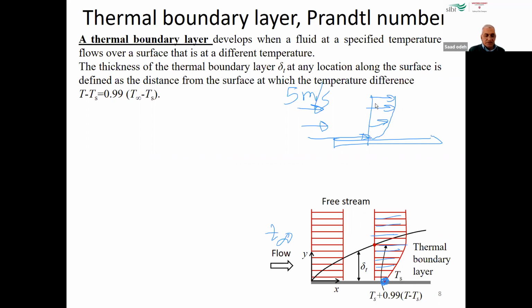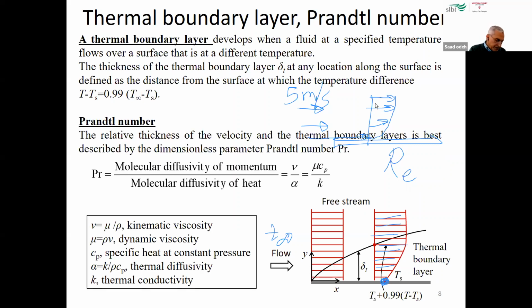And why do we need this? We're going to do the same thing we did with the velocity. For velocity, we had Reynolds number, a non-dimensional value that shows the type of flow, relates to the speed of the fluid and the type of fluid we have. In thermal boundary layer, we're going to use this to find another non-dimensional value, which we call Prandtl number. So Prandtl number, as you can see here, relates to this equation.